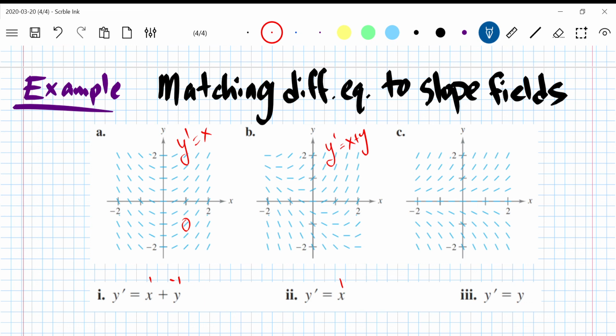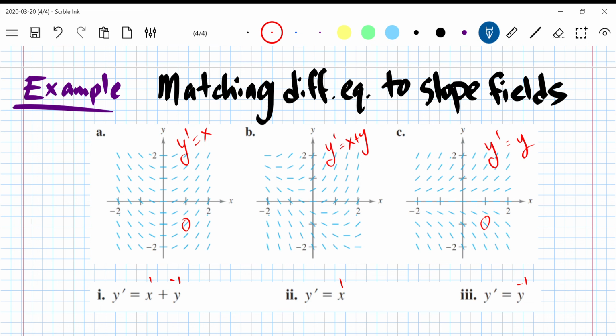And then, you don't necessarily even have to finish the last one because you'll know exactly which one it is, but if you want, you can. So if I plug in the point 1, -1, I'm only going to plug in -1, and this has a slope of -1. So this would be y prime equals y.